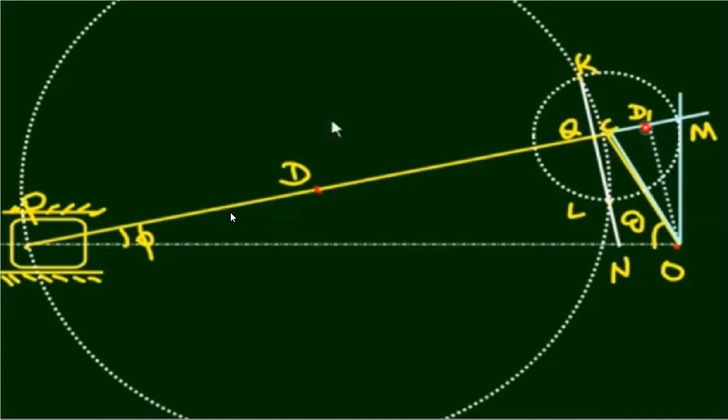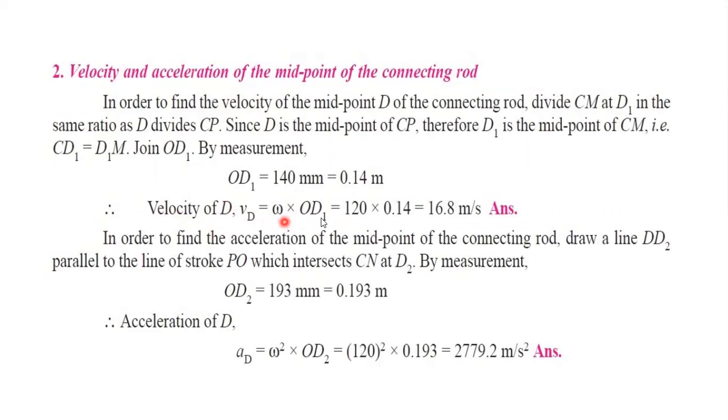In Klein's velocity diagram, velocity of D, VD, is equal to omega into OD1. OD1 we got, and omega value we know. So we will be getting 16.8 meter per second.